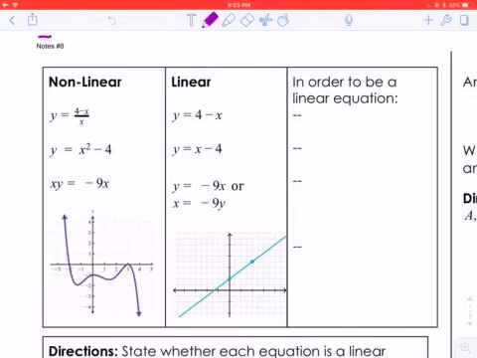All right, team, this is notes number 8. So today we're talking about the difference between nonlinear and linear lines, and we can see some very similar equations, but they're a little bit different. The ones on this side are nonlinear, the ones on this side are linear.